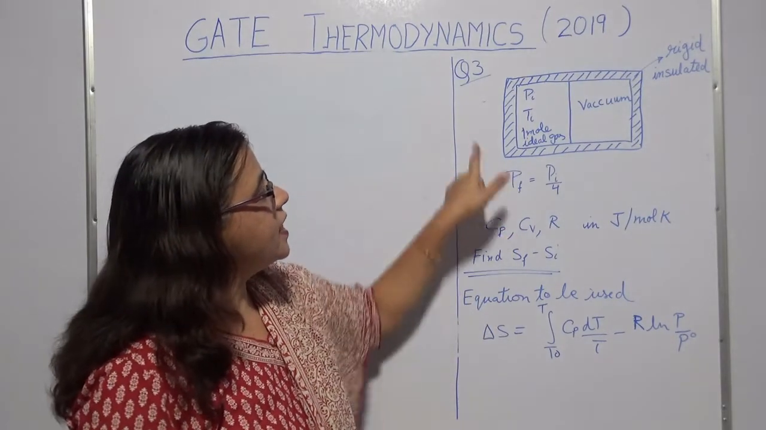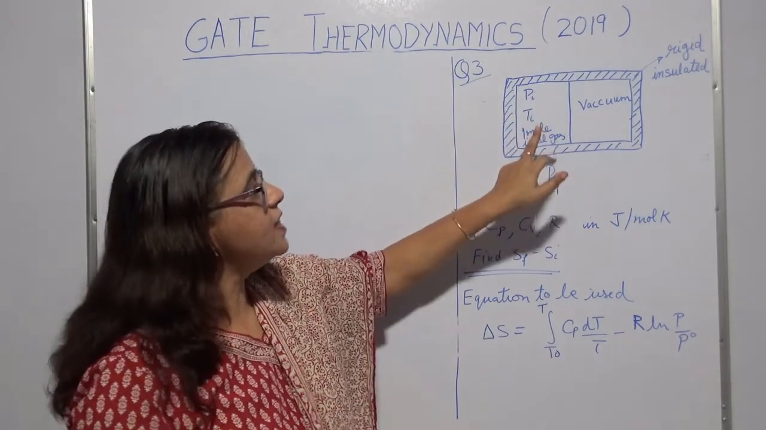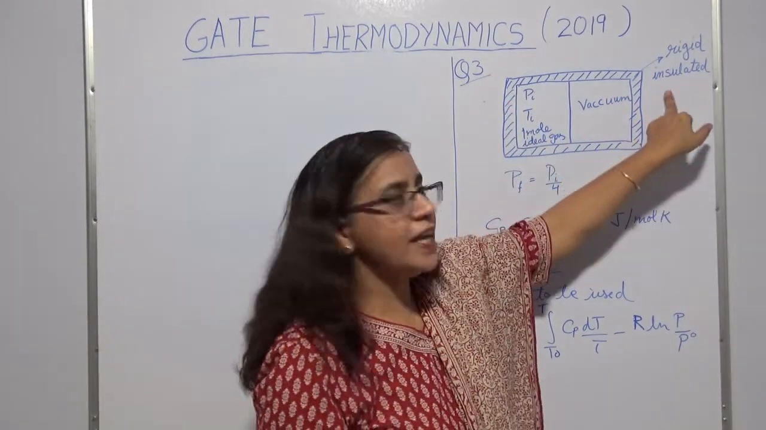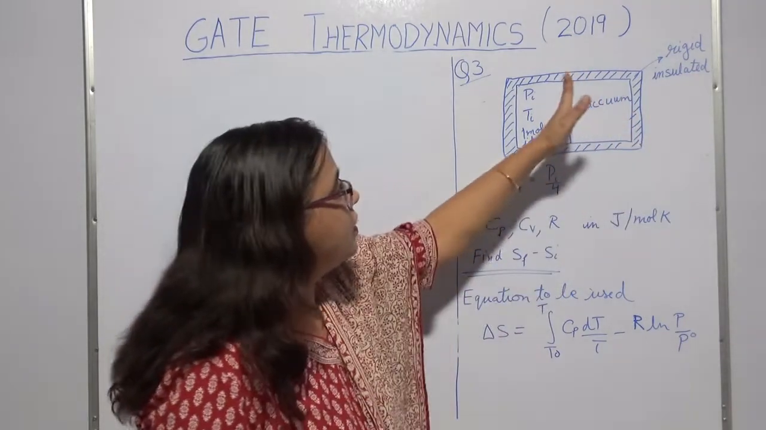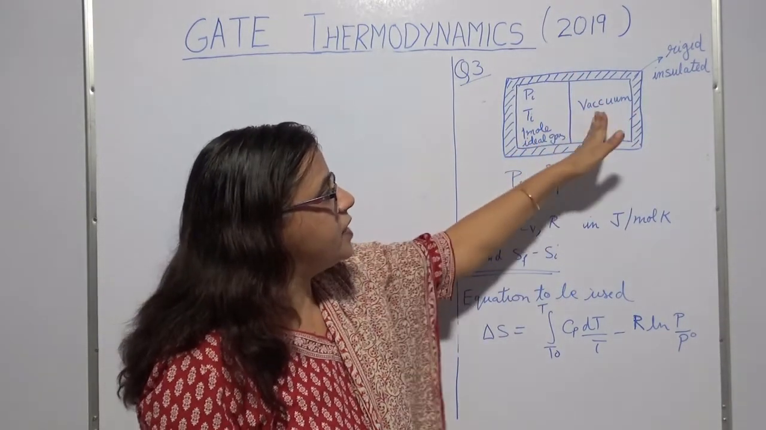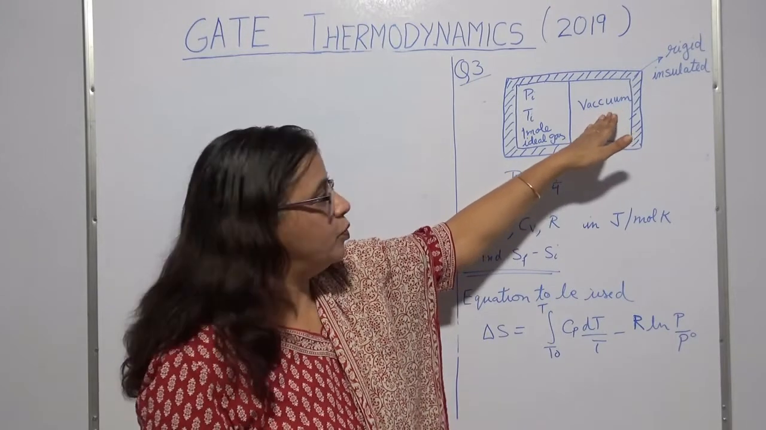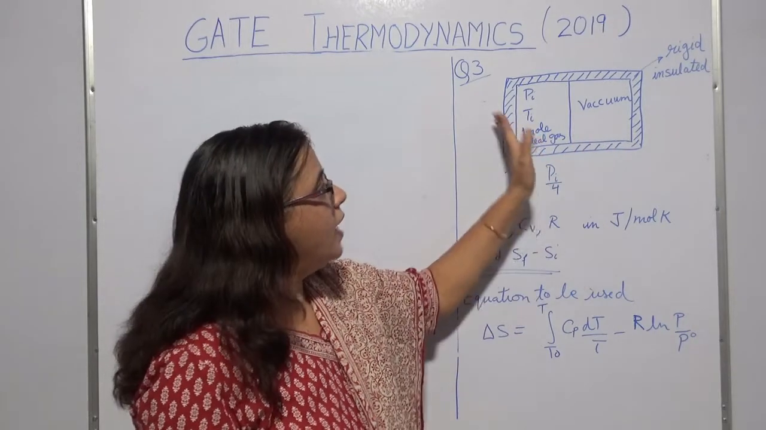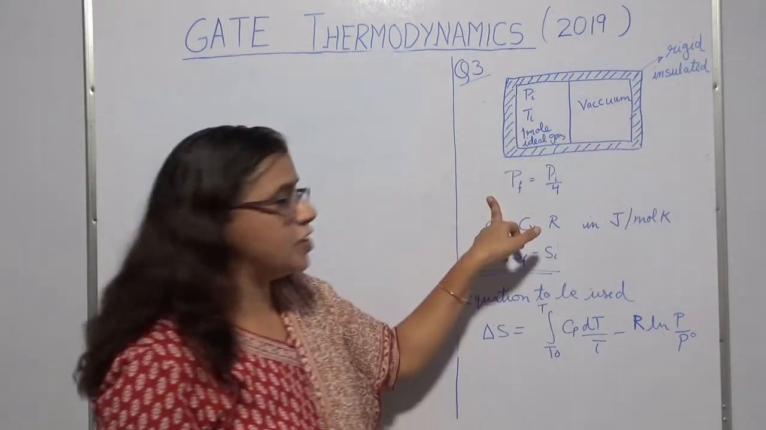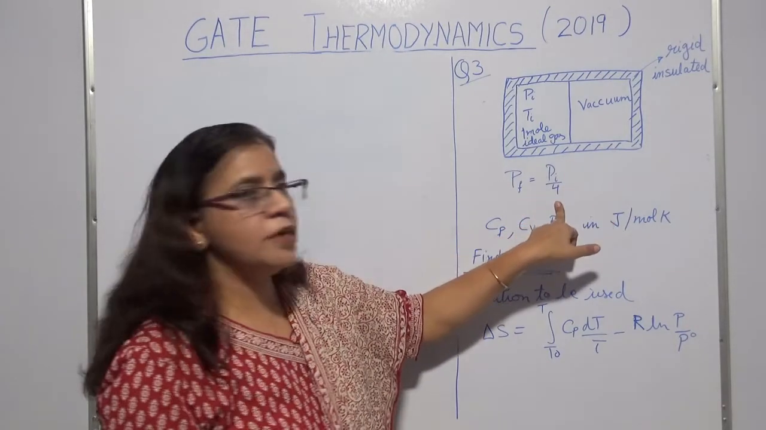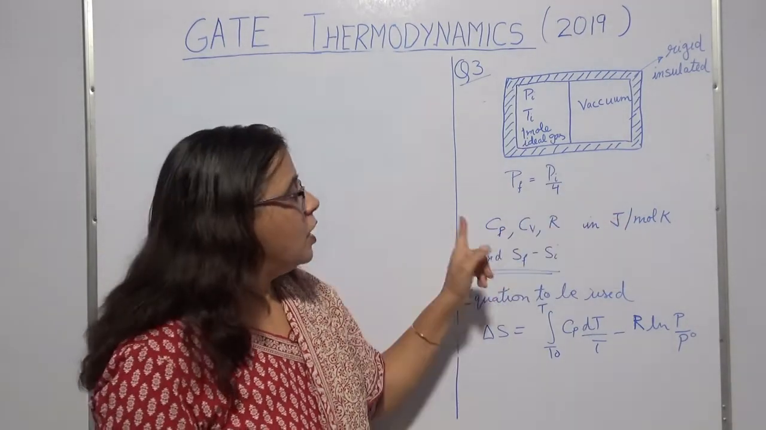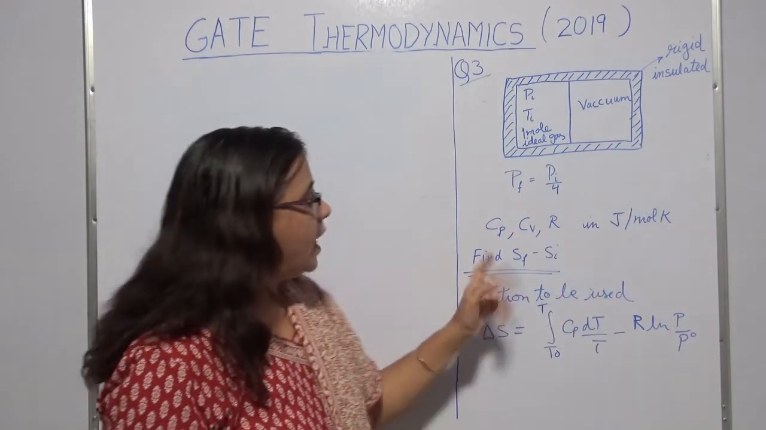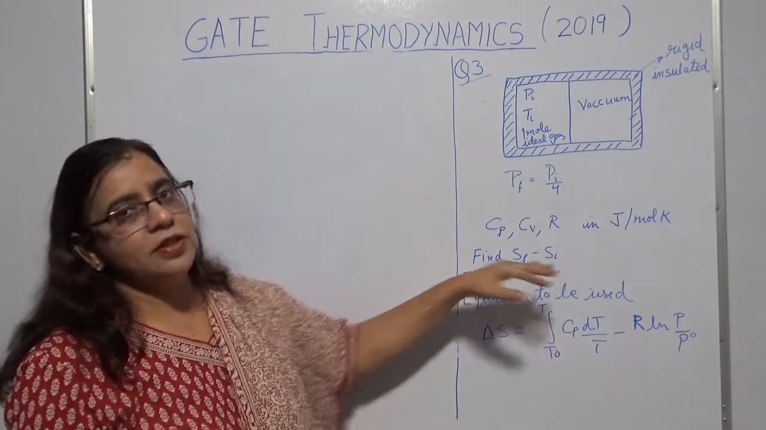In this case it has been given that there is 1 mole of ideal gas at pressure Pi and temperature Ti, and it is in a rigid and insulated container. Now there is a partition which separates it. On the other side there is vacuum. Now this membrane ruptures and the gas expands, so that the final pressure is 1/4 of the initial pressure, Pi divided by 4. Cp, Cv, R, everything has units of joules per mole per Kelvin, and they have asked you to calculate the change in the entropy.